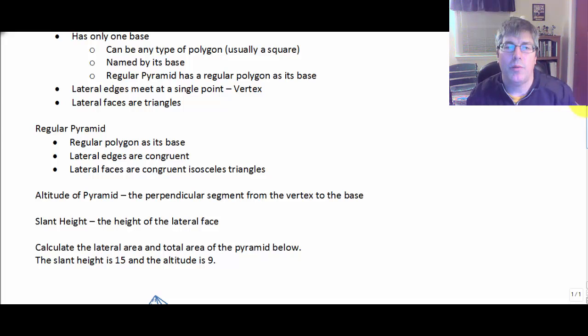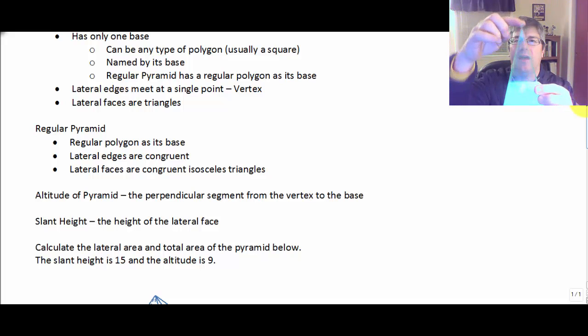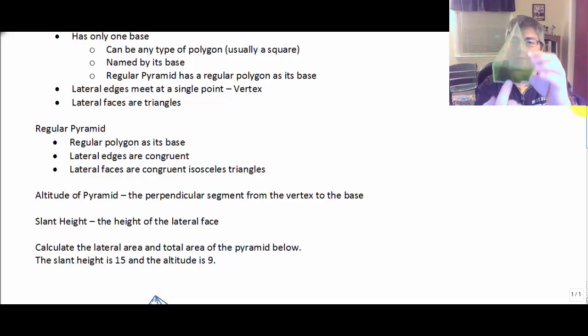The altitude of our pyramid is going to be the perpendicular segment from the vertex to the base. So the altitude extends from the vertex like a fire pole right through the middle, hitting our base directly in the center. And of course, it's an altitude, so it forms a right angle. It's perpendicular to the base.